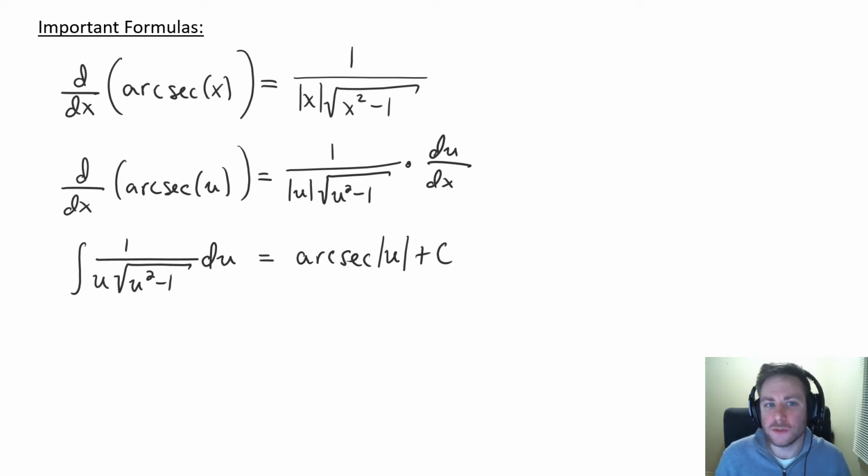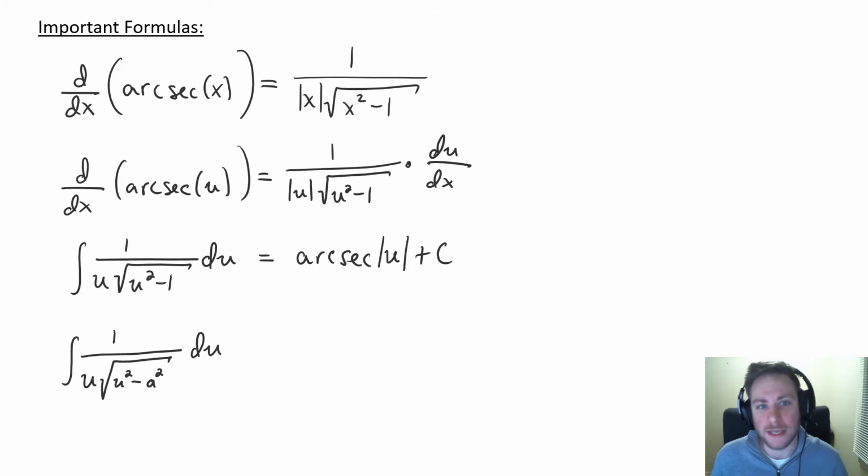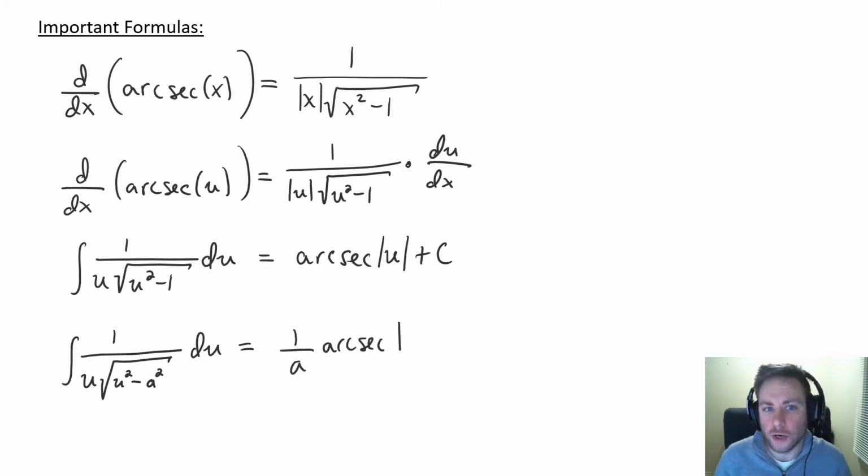Rather than just u squared minus 1, it would also be useful if we could handle a more general difference of squares, such as u squared minus a squared. This formula works out to be 1 over a arcsec of the absolute value of u over a. So again, very similar to what we've seen with arctan and arcsine.